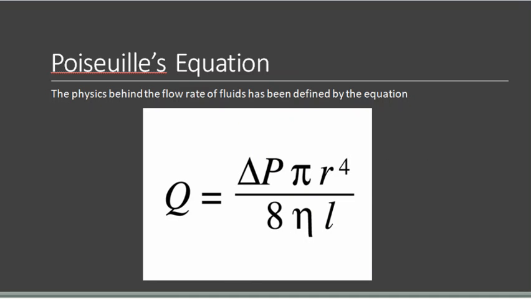Alright, so here I have Poiseuille's law, also known as Poiseuille's equation, and this basically explains the flow rate of fluid in a tube, or in this case, blood vessels. The physics behind the flow rate of fluids has been defined by this equation right here, and I will explain the variables in the next slide.